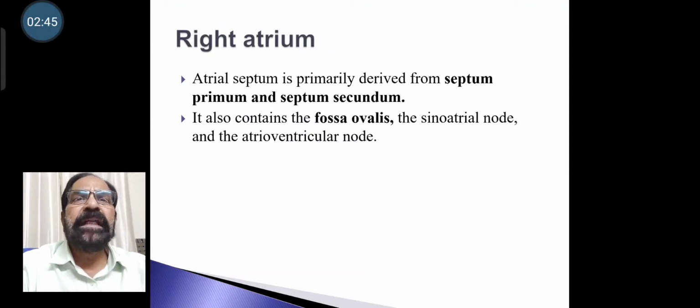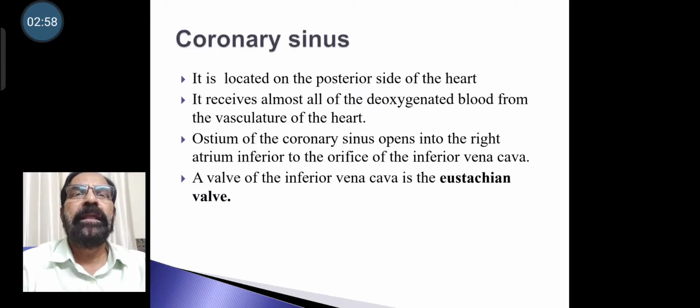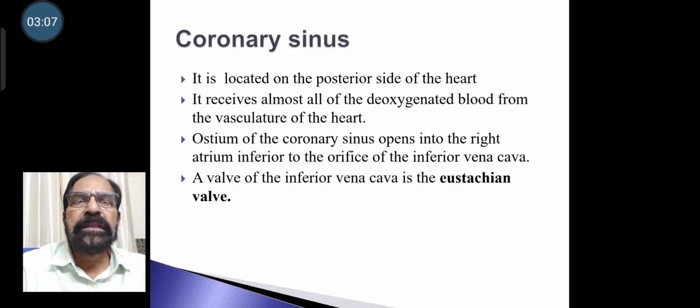Atrial septum is primarily derived from septum primum and septum secundum. It also contains fossa ovalis, the sinoatrial node and AV node. Coronary sinus. It is located on the posterior side of heart. It receives almost all the deoxygenated blood from the vasculature of the heart. Ostium of the coronary sinus opens into right atrium inferior to the orifice of inferior vena cava.